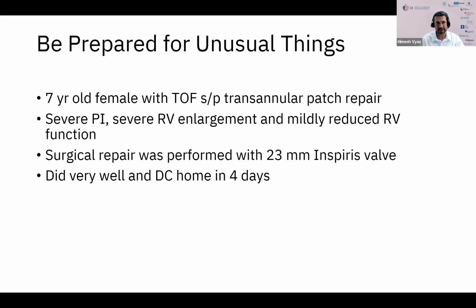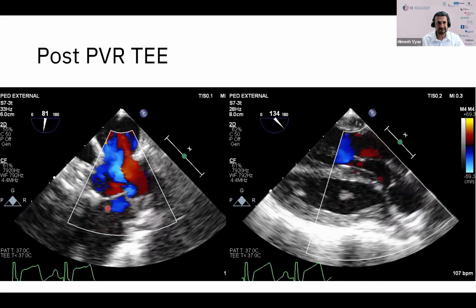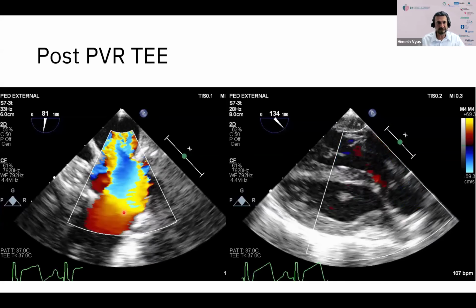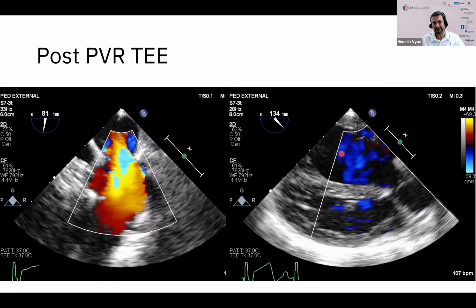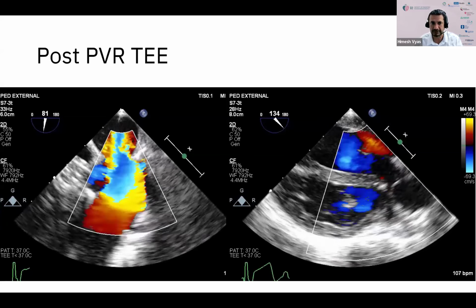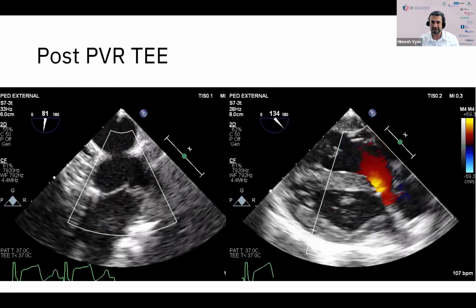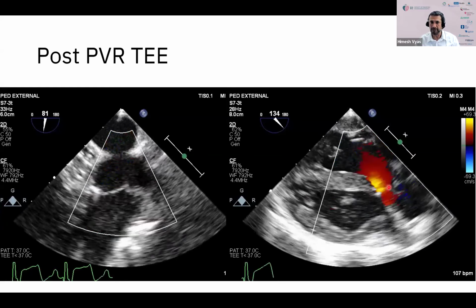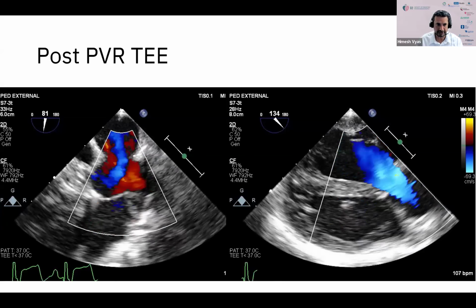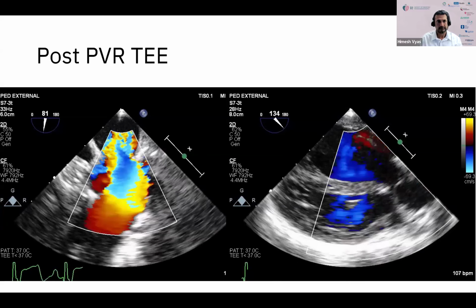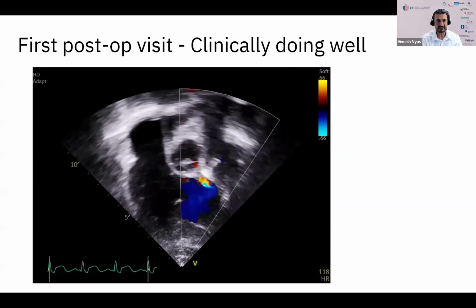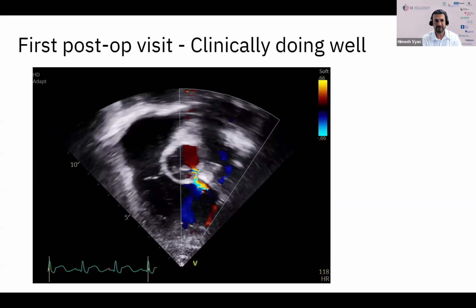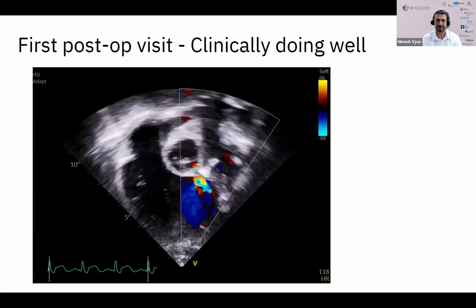And here's the TEE, post pulmonic valve replacement. You can see the bioprosthetic pulmonic valve functioning really well, no significant stenosis or insufficiency. And then some of the deep transgastric views that Mike was alluding to, showing the left ventricular outflow tract really well, and maybe a touch of aortic valve insufficiency. This patient comes back for her first post-op visit, clinically doing great. And we see this on the transthoracic echo.